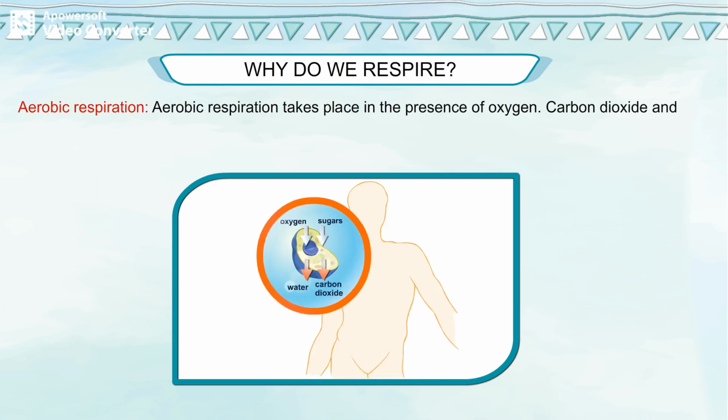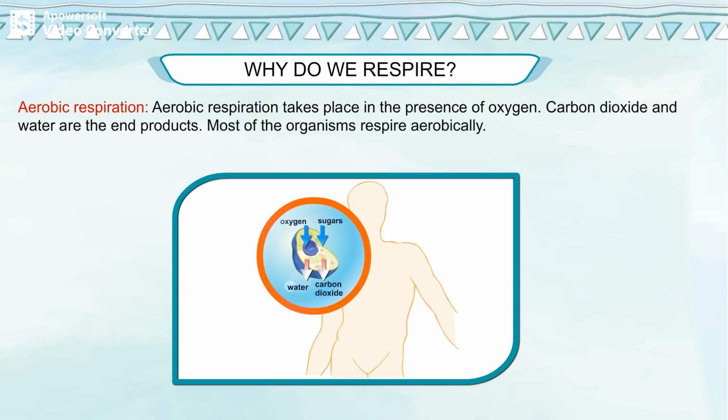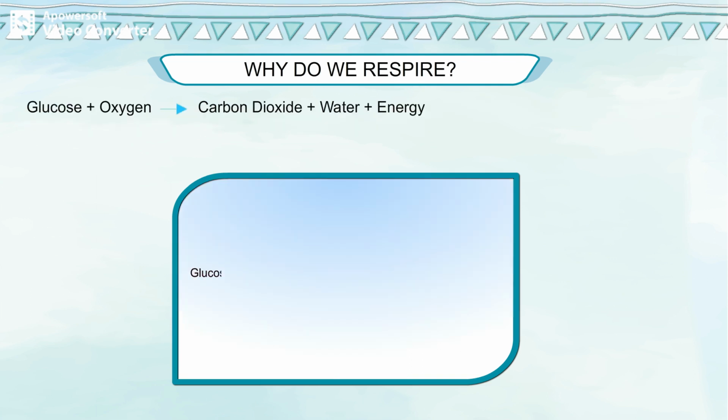Aerobic respiration. Aerobic respiration takes place in the presence of oxygen. Carbon dioxide and water are the end products. Most of the organisms respire aerobically. Glucose plus oxygen gives carbon dioxide plus water plus energy.